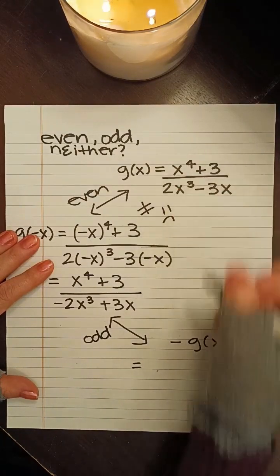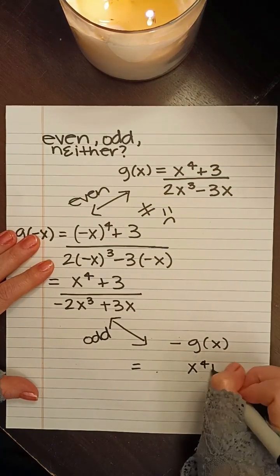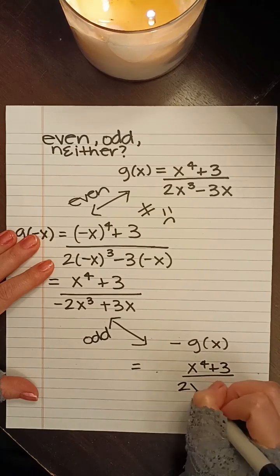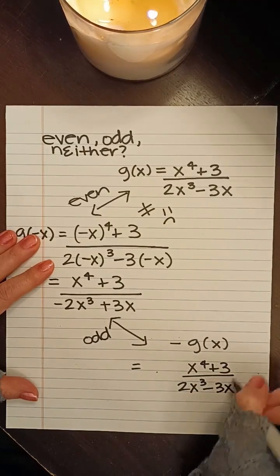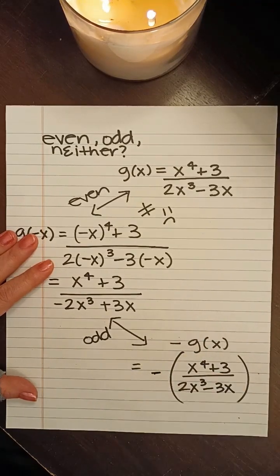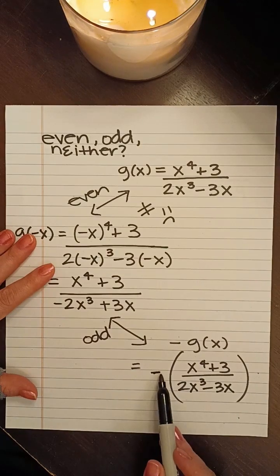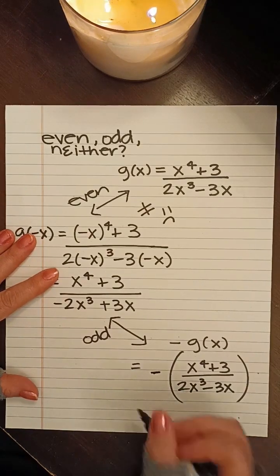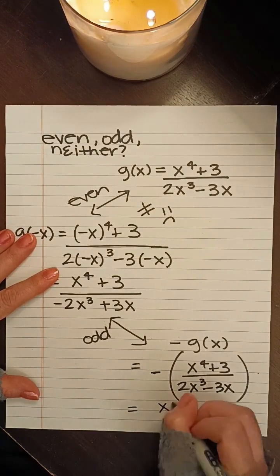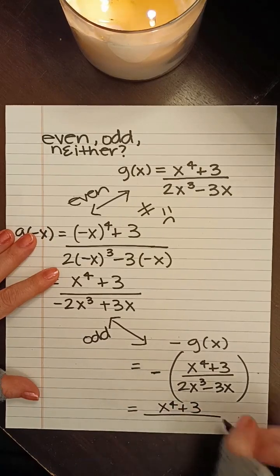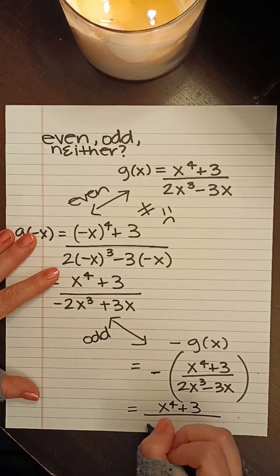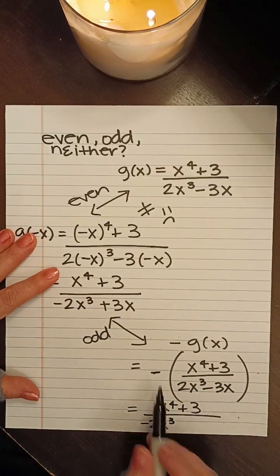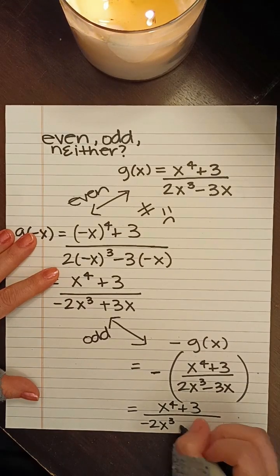So I copy g of x, and then I negate it. Distribute the negative sign through the denominator. So then I get a negative 1 times 2x cubed is negative 2x cubed, and a negative 1 times negative 3x is plus 3x.